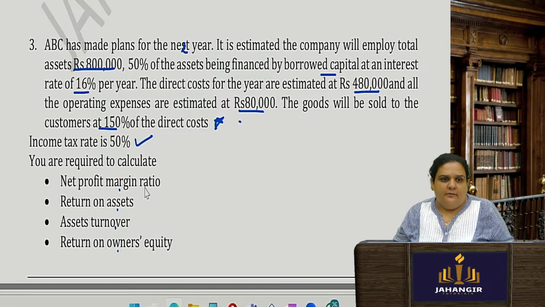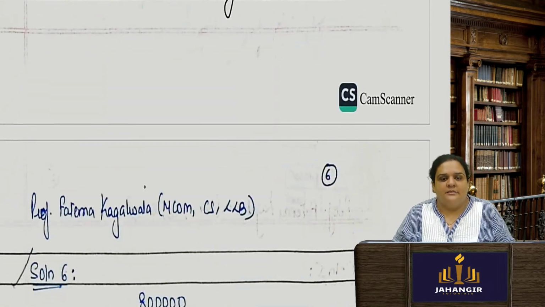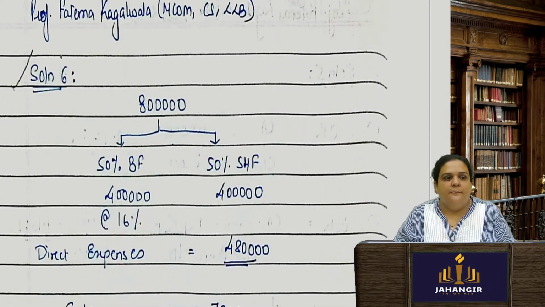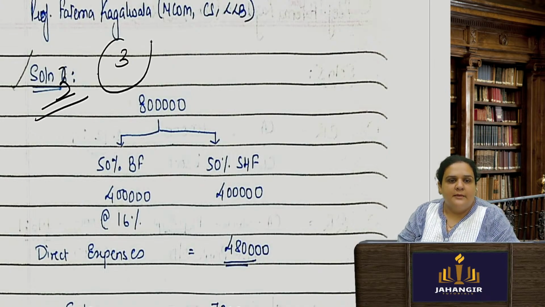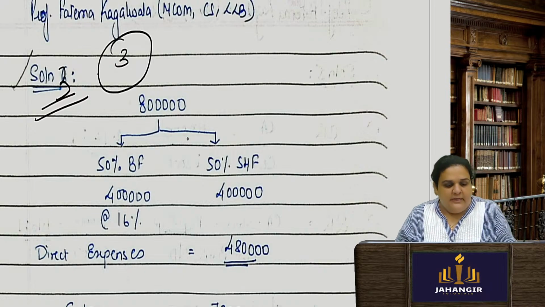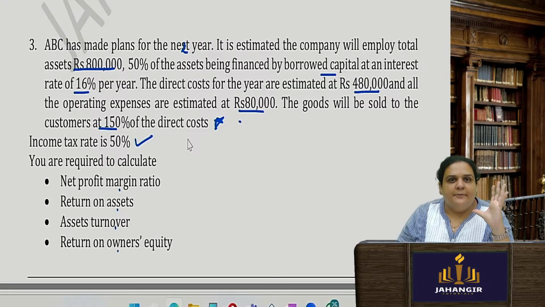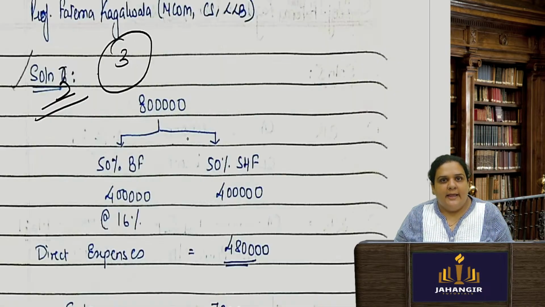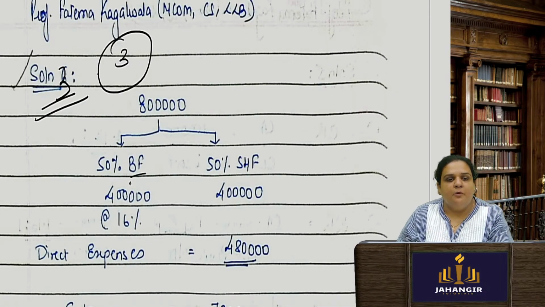Ratios are okay. First I'll have to make my income statement. So in case of income statement, write there solution number 3. For the income statement, first thing, what is my total assets? How much capital will I need? 8 lakhs rupees. They have told me that we need to employ total assets of 8 lakhs. That means this is the capital also I will need, right? So that 8 lakhs, they are saying 50% with borrowed funds, interest rate 16%.